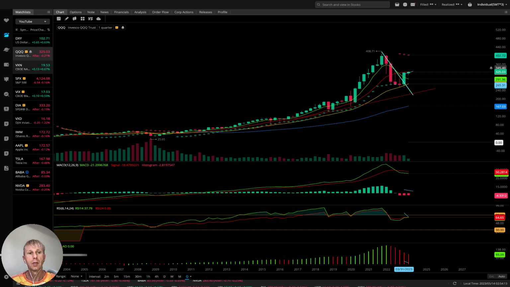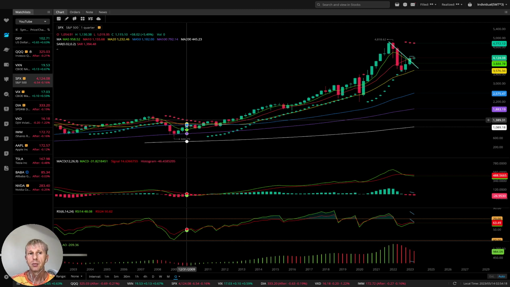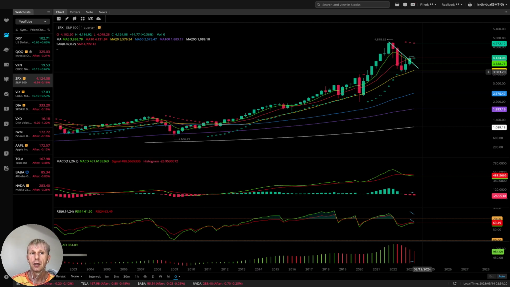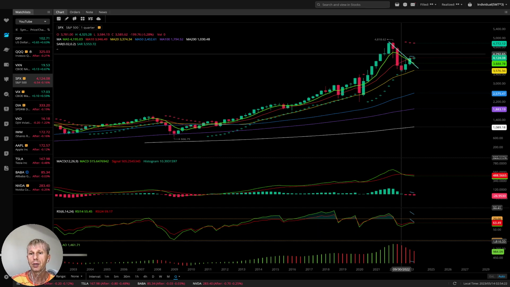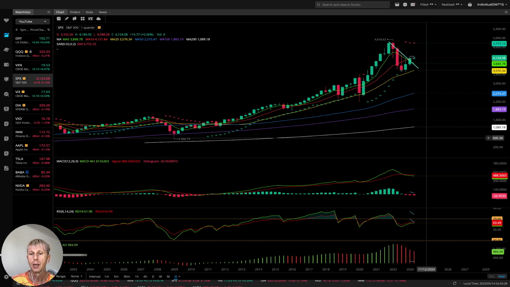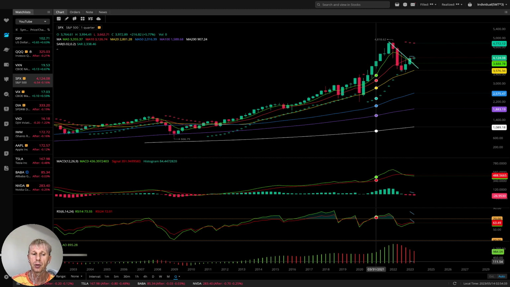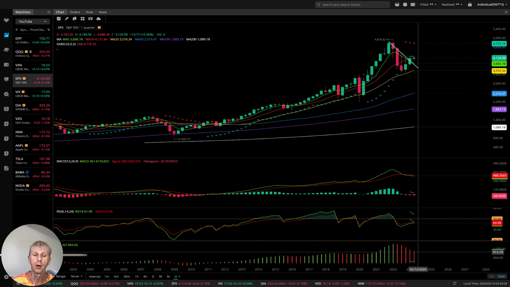For Qs, let's move to S&P, SPX. SPX, S&P 500. Let's start with quarterly. Quarterly, MA5 did a bearish crossover, bearish trend, bearish reversal signal. MACD bearish, RSI bearish, Fibonacci bearish, Awesome Oscillator bearish. All indicators are bearish on the quarterly time frame.